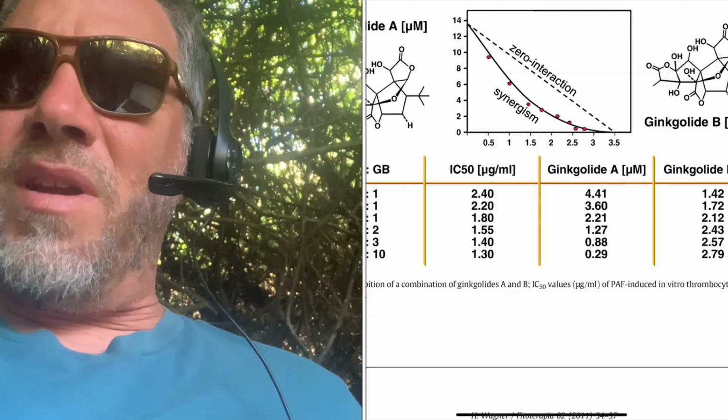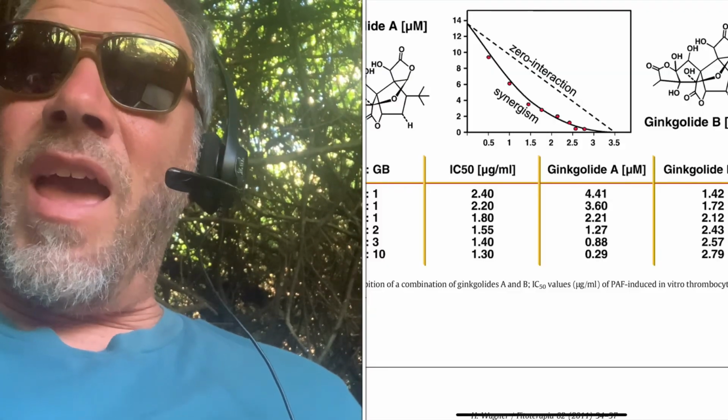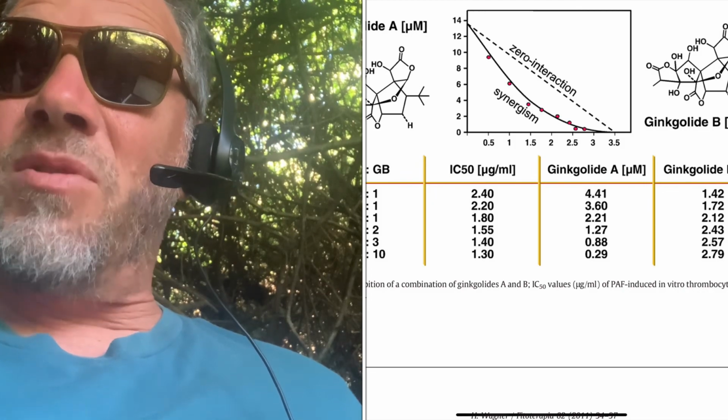If they were to follow that dotted line, that would be simply an additive effect. And if the curve were mirrored in the opposite direction, that would actually be pharmacologic antagonism. So that is a very effective way to do it.